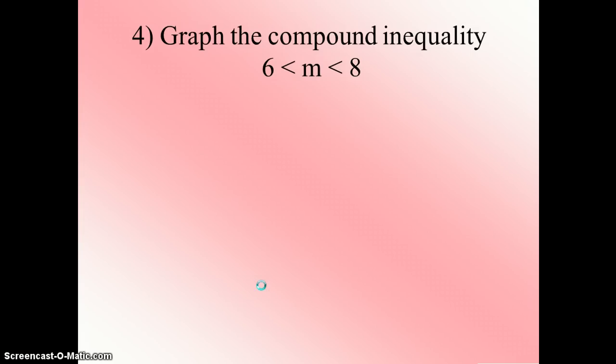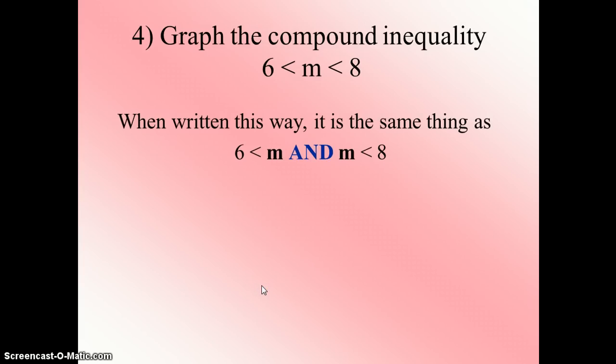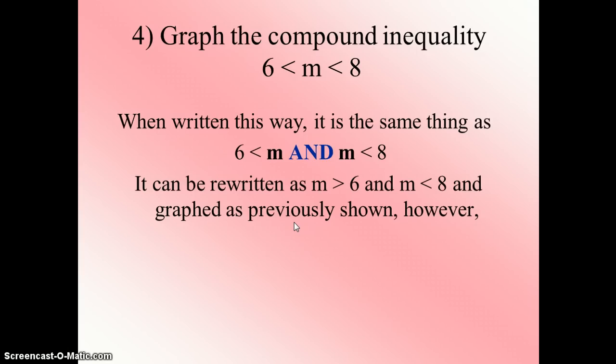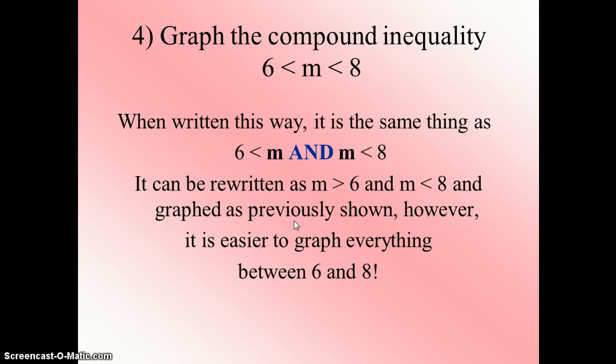Alright, let's graph the compound inequality. This is a compound inequality. This is the same thing as saying m is greater than 6 and m is less than 8. It's just a different, easier way to write that. It can be rewritten as m is greater than 6 and m is less than 8, and graphed as previously shown. However, it is easier to graph everything between 6 and 8.